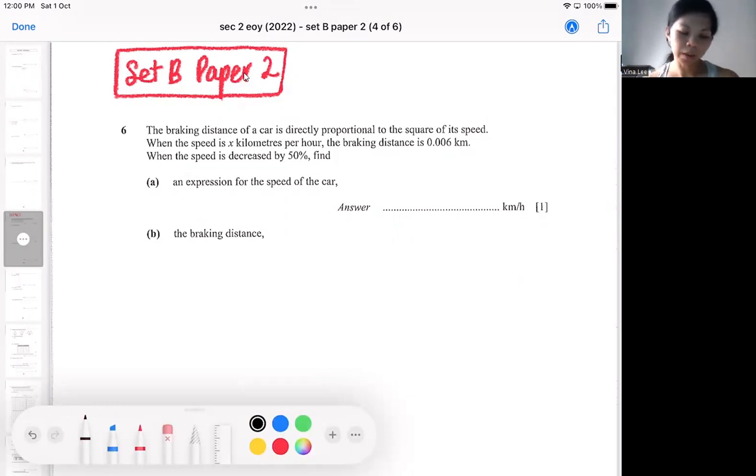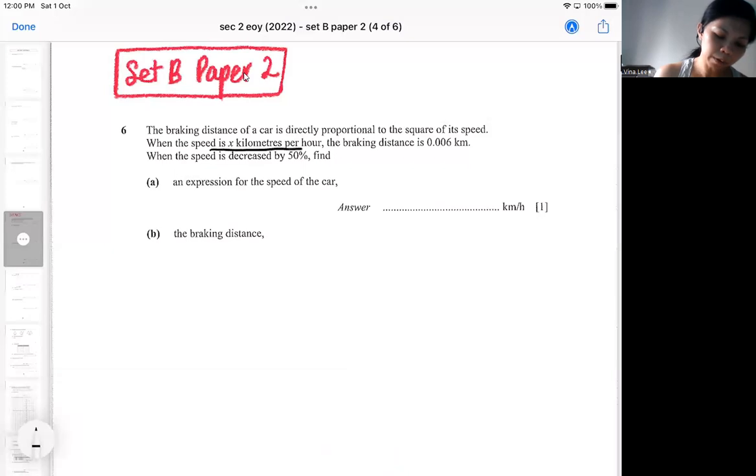So the original speed was x kilometer per hour. If you're going to decrease it by 50%, that means you cut it into half. So right now, the new speed will be 0.5x. Most people are okay with this. It is the second part that a lot of people couldn't do.